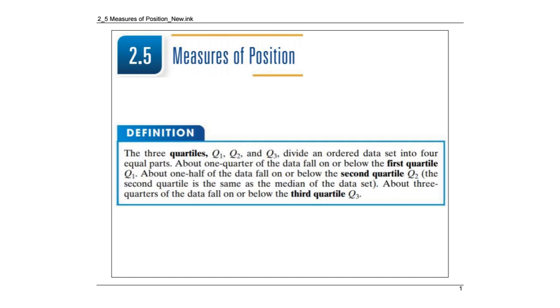Let's take a look at the last section in chapter 2. This is measures of position. So what we're going to do, we're going to look at quartiles, they're called. So Q1, Q2, Q3. And what we do is we divide the data set into 4 equal parts.